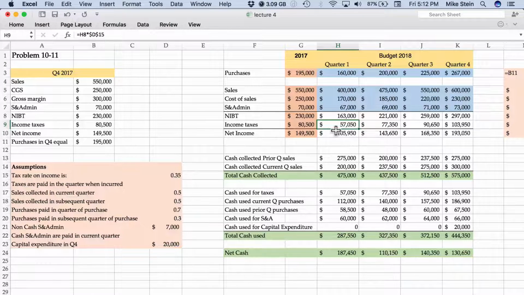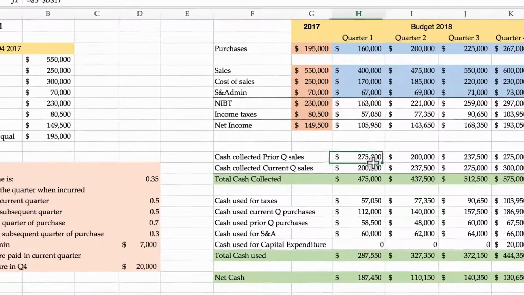One nice reason to do that is that you can change everything by changing just one cell. For example, if I want to make the tax rate 37%, I do that, and you'll notice that all of the rest of the cells will recalculate because there's only one place for the tax rate. So if the tax rate changes, I don't have to change individual cells. Let's set it back to 35%. Now we can get into the cash collections.